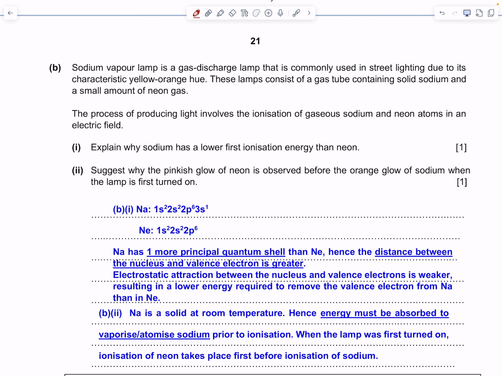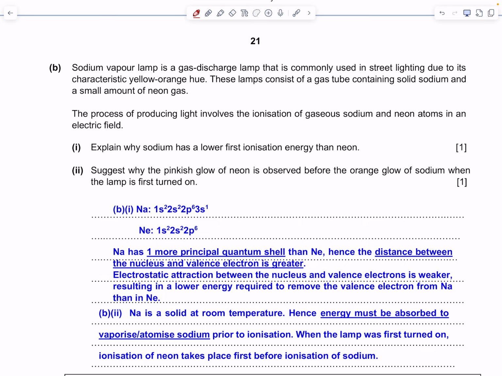Then for part 2, quite a number of you got it wrong. Suggest why the pinkish glow of neon is observed before the orange glow of sodium. The reason is because you must understand that ionization energy is all in gaseous state. When you write equations for IE, they are all assumed to be in the gaseous state. Unfortunately, sodium has a melting point of about 98 degrees Celsius. It's a solid at room temperature. So it takes a longer time because you need to overcome the metallic bonding that is present between sodium cations and the delocalized electrons. So after we have converted this sodium solid into sodium gas, then the removal of the electron happens.